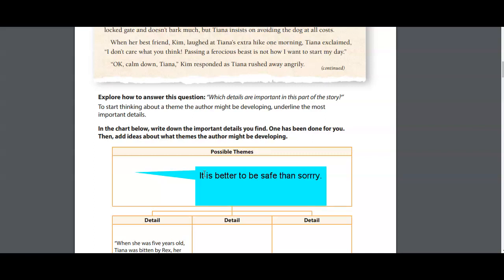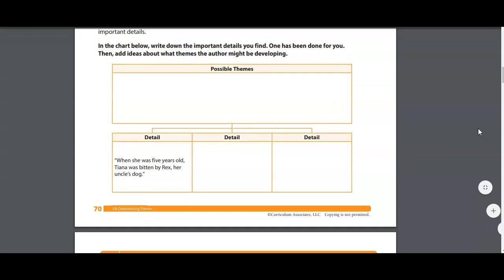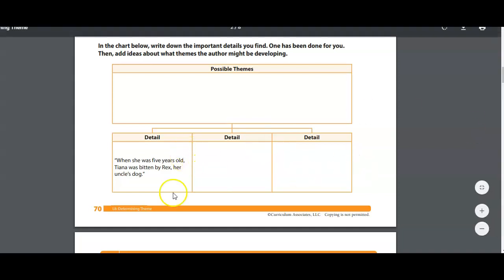Yes, that could be a theme. Then it could also be, it is important to face your fears. So we have two possible themes there. Now we're going to look at the details. They provided one for us. When she was 5 years old, Tiana was bitten by Rex, her uncle's dog. So that is one main detail. Let's see if we can find another one.